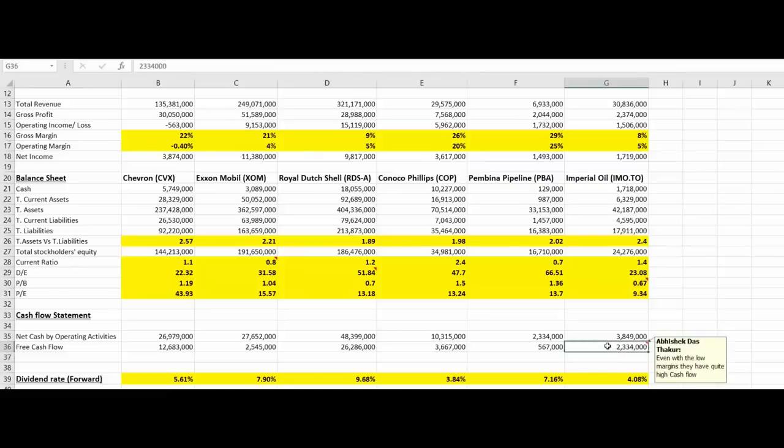Now guys, this is what I like about Imperial Oil, because just see their margins, they are quite low, even the lowest, and still with those margins at the end of the day they have acquired a much higher position when it comes to free cash flow, much higher than Pembina Pipeline with amazing margins. So these ratios are actually influencing my decision at this moment towards Imperial Oil.